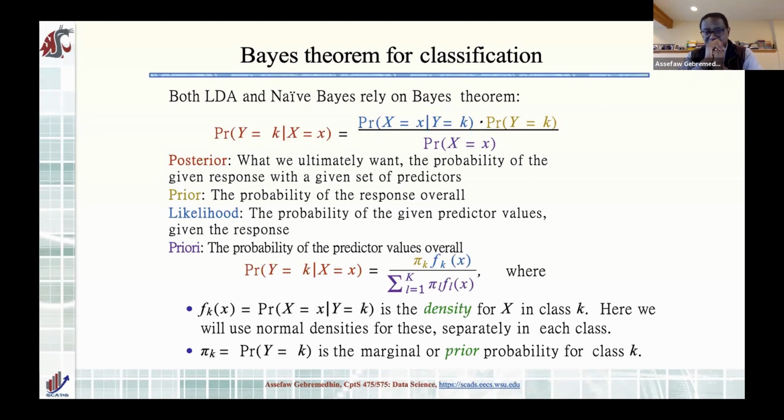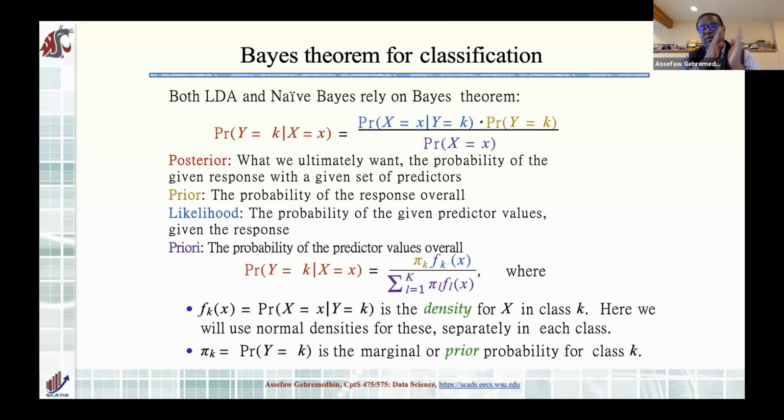These things have names, and these names are good to know, and I will tell you what they are called, and then we'll have a shorthand notation for the equation I just explained. The first thing we want to give a name for is the thing that we are calculating, the thing on the left. That's called a posterior. That's what we ultimately want. That's the probability of the given response with a given set of predictors, our desired thing, the posterior.